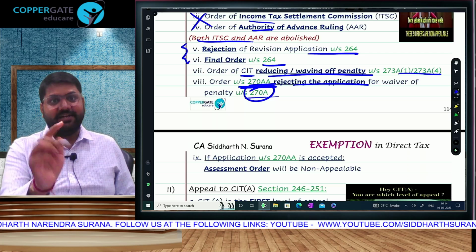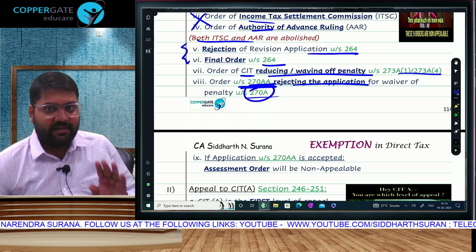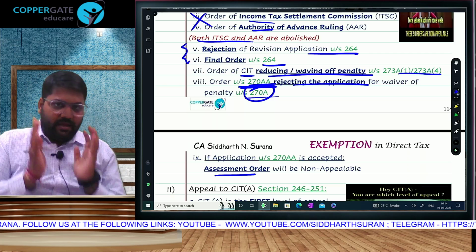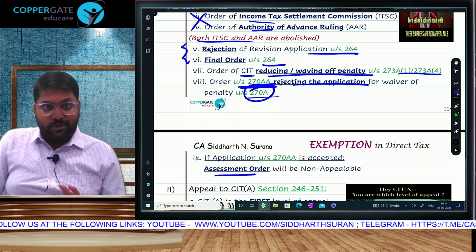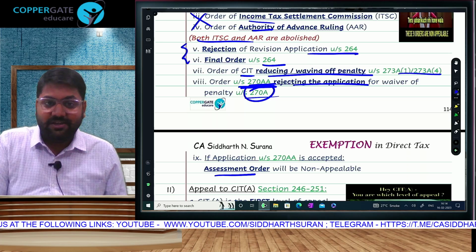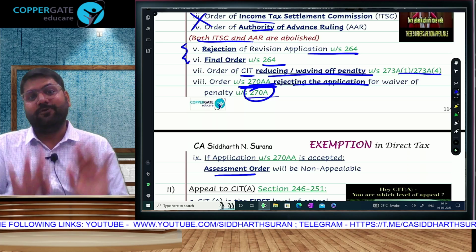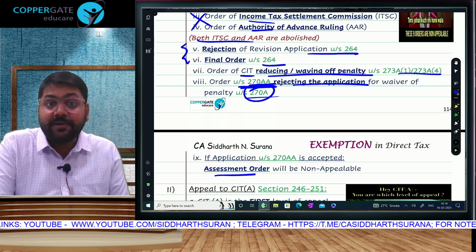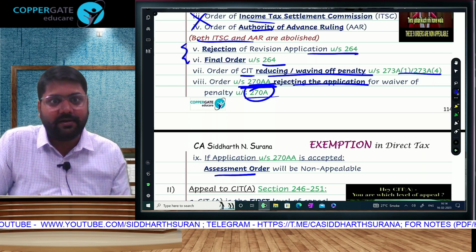But on the condition that the tax, what we have decided, is final. That means your assessment order, which is normally appealable, will become non-appealable. So understand, if the waiver application is rejected, you can't appeal against the rejection, but you can appeal against the assessment order, reduce your tax, and automatically the penalty will be reduced. But if the waiver application is accepted, then you are happy, no penalty.